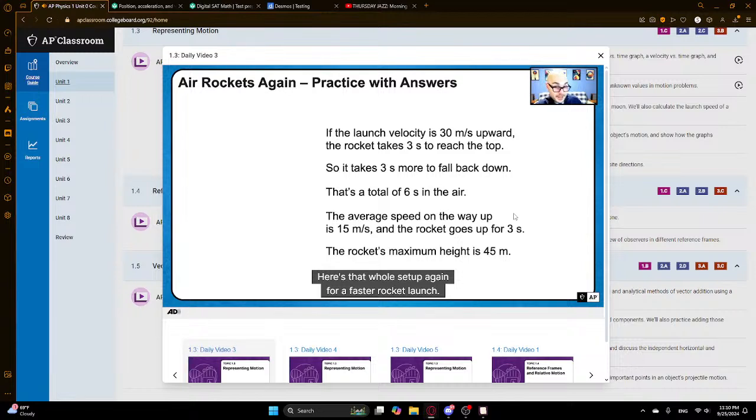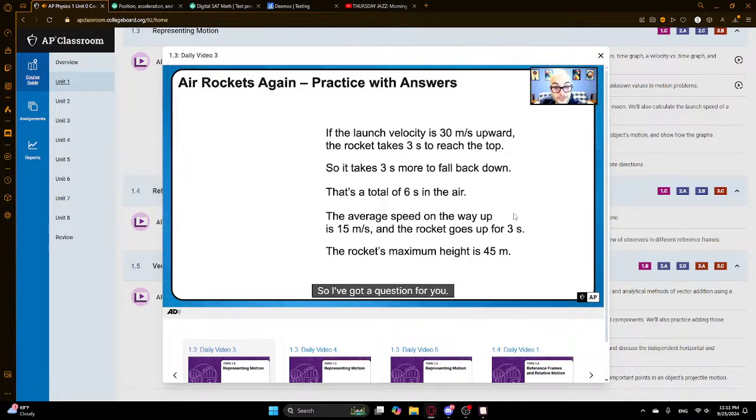Here's that whole setup again for a faster rocket launch. If the rocket had been launched at 30 meters per second, it would definitely take more time, 3 whole seconds, to get to the top of its path. That's 30 divided by gravity. It would take 3 more seconds to fall back down to Earth, for a total of 6 seconds in the air. Its average speed on the way up would be faster. The average of 30 and 0 is 15. Average speed times time is displacement, giving us a maximum height of 45 meters.